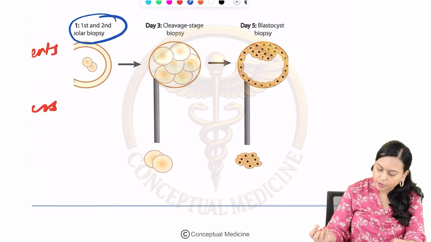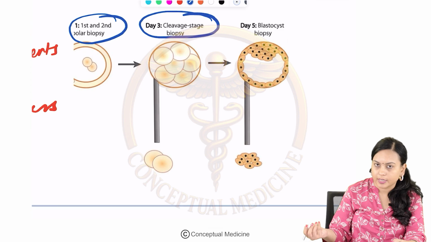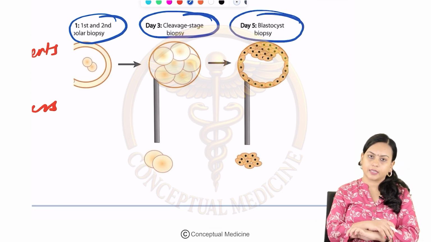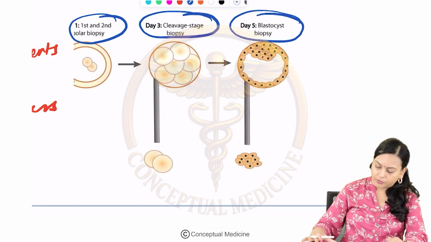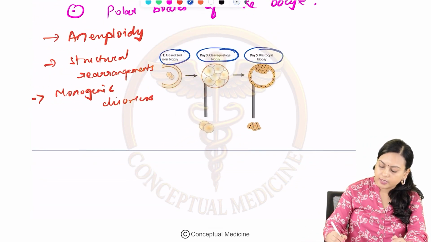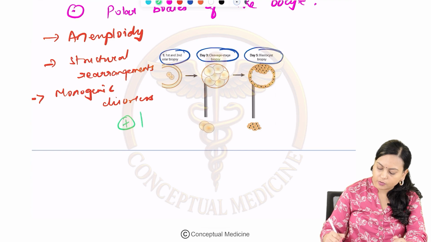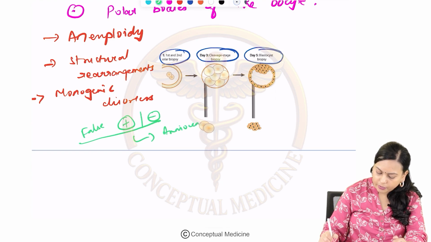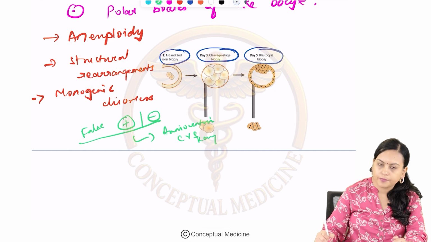So, this is a polar body testing, first and second polar body biopsy, and in the day 3 we can go for cleavage stage biopsy, and this is a trophoectoderm biopsy where we will be taking the trophoectoderm from the blastocyst. And remember, in this there can be any false positive or false negative test reports. So, finally you have to confirm this again via doing amniocentesis or CVS or karyotyping in the future.